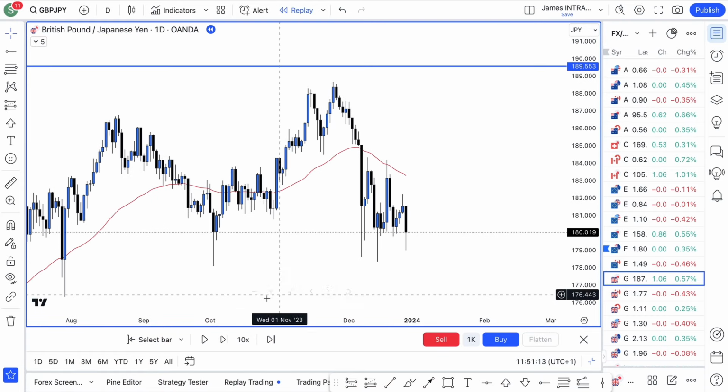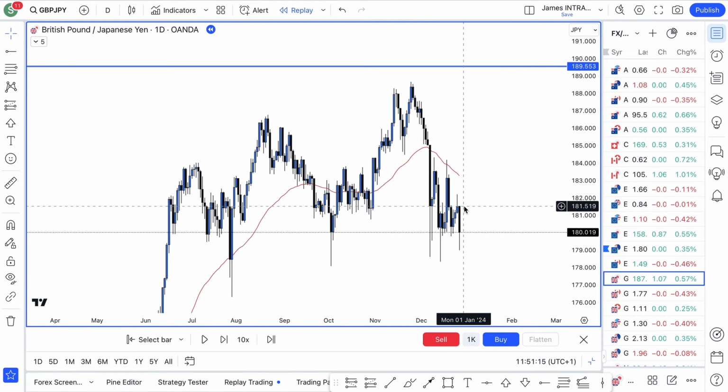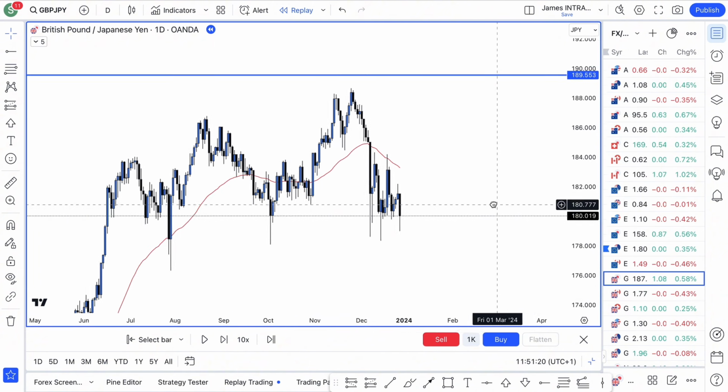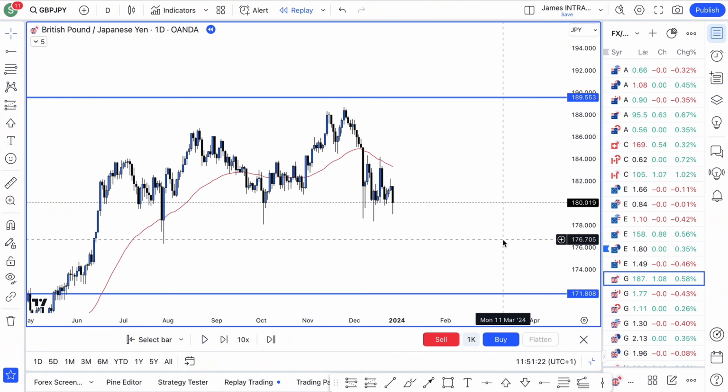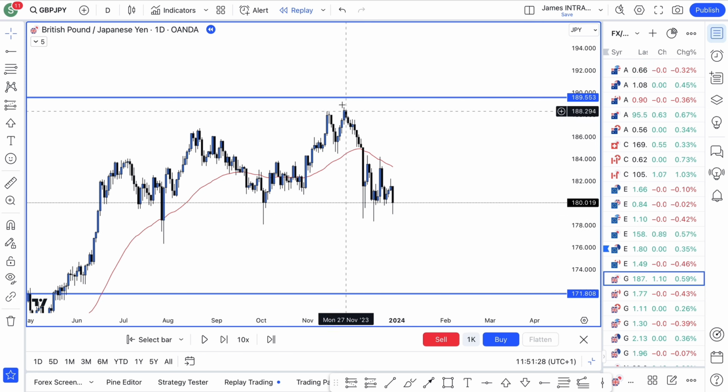Okay guys, so let's get into the backtesting session. We're going to be backtesting Pound Japanese Yen from the start of the year. What I do is I look for daily directional predictions, so I'm predicting the odds of something going up or down. And the way I enter is either an overextended move.